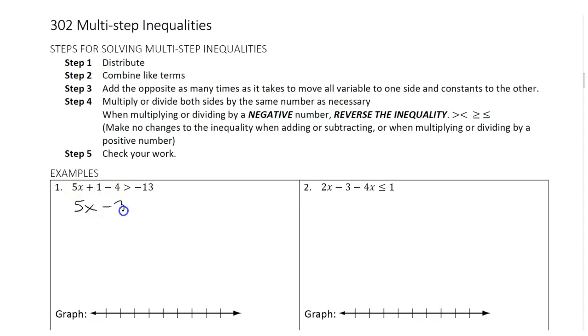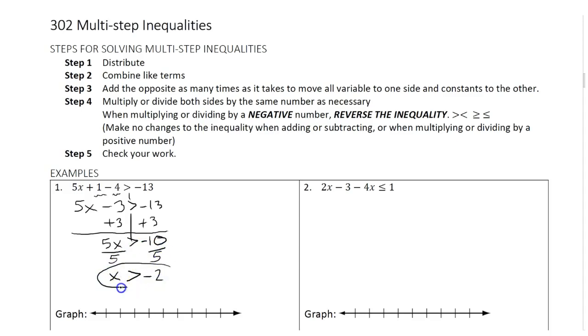In example 1, begin by combining like terms. This gives us 5x minus 3 is greater than negative 13. Now add 3 to both sides of the inequality. Finally, divide both sides by positive 5. This means that we will not reverse the inequality since we are dividing by a positive. The answer is x is greater than negative 2. We use a hollow circle at negative 2 and color to the right on the number line since the mouth of the symbol is facing the x.